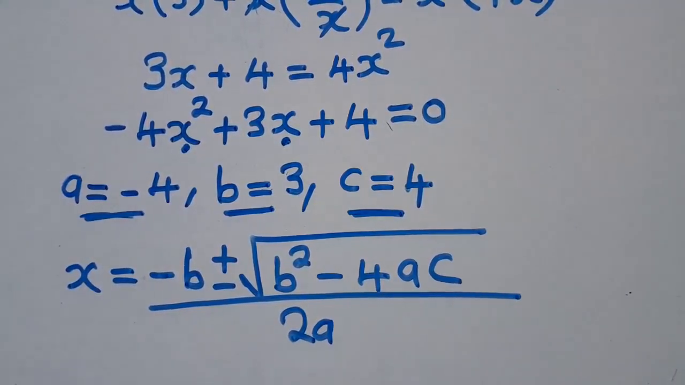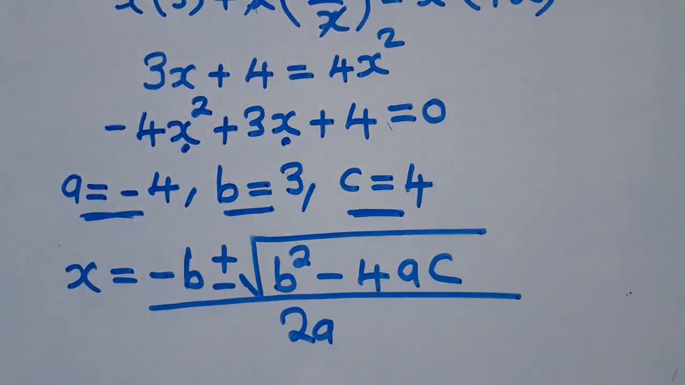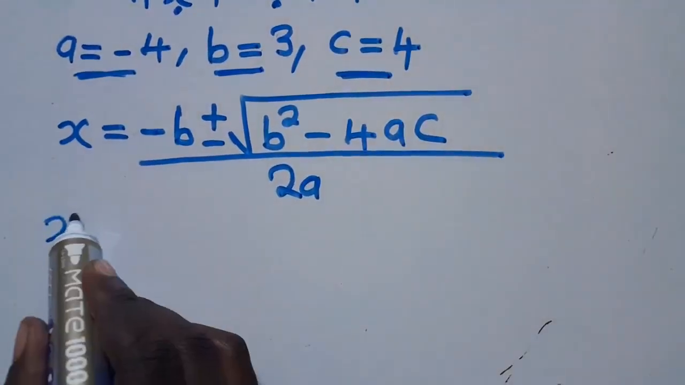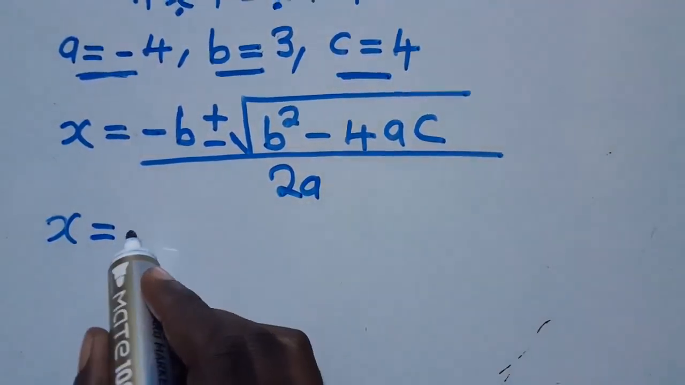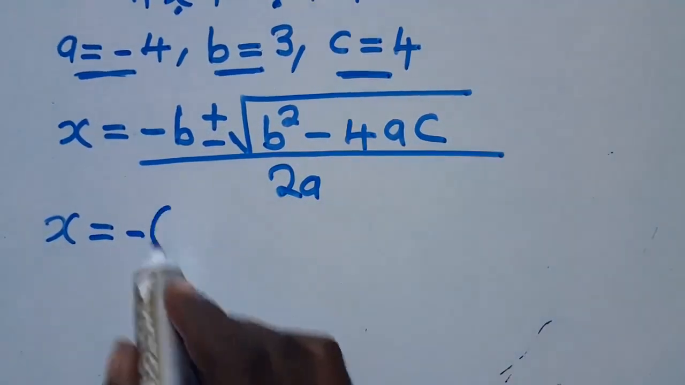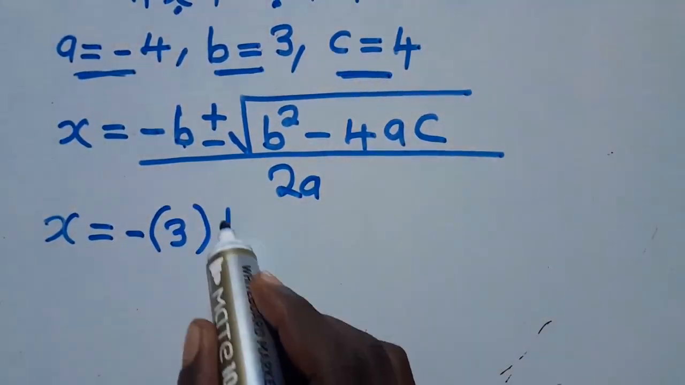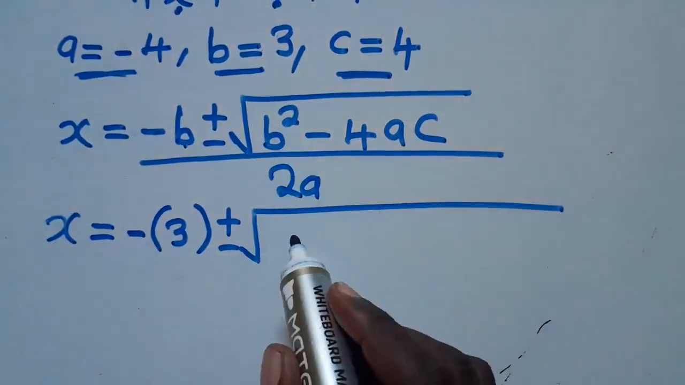Have you seen the way I'm answering? This is the same way you are also supposed to answer. There is x here because there is x there. So I say x is now equal to what? What is my b? 3. So I put a 3 there. Plus or minus. What is my b? 3.